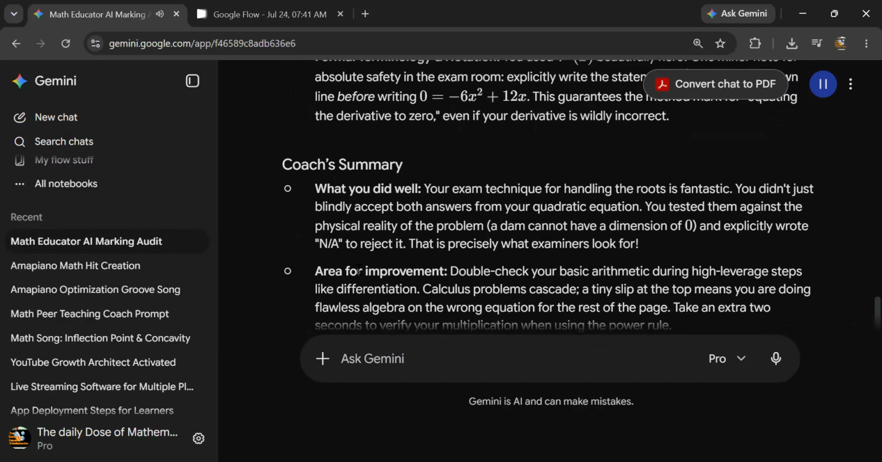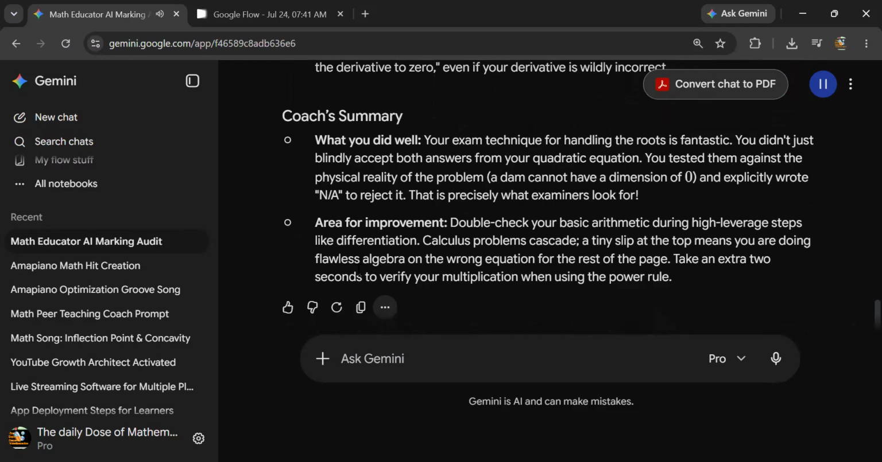Coach's summary. What you did well. Your exam technique for handling the roots is fantastic. You didn't just blindly accept both answers from your quadratic equation. You tested them against the physical reality of the problem. A dam cannot have a dimension of 0, and you explicitly wrote N/A to reject it. That is precisely what examiners look for.